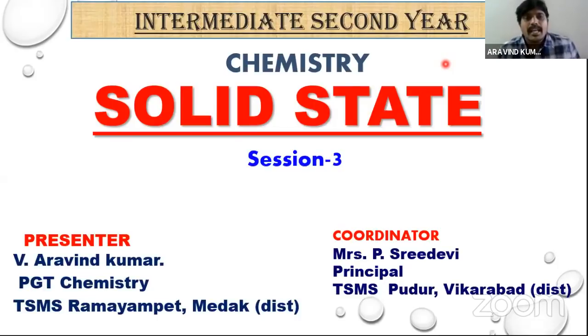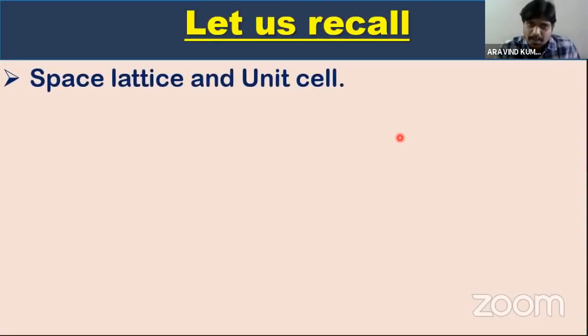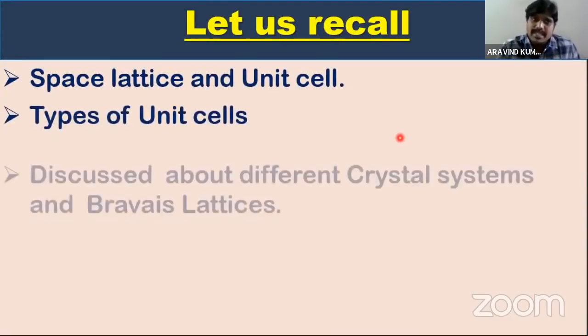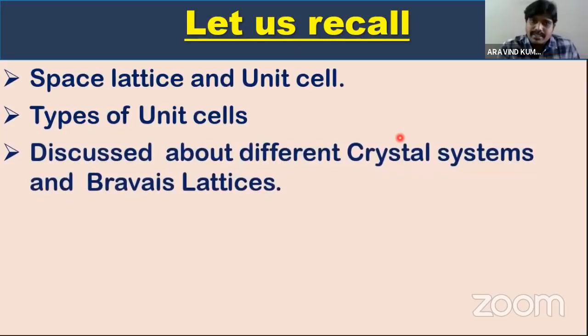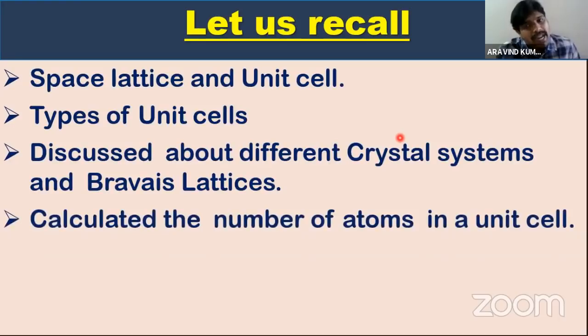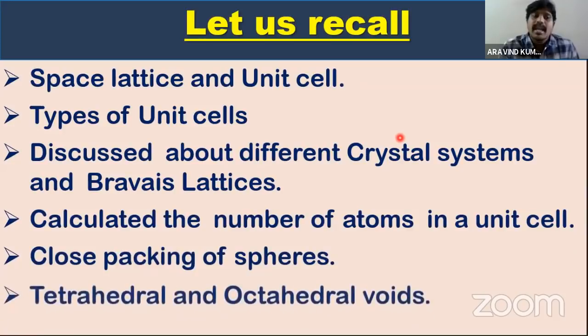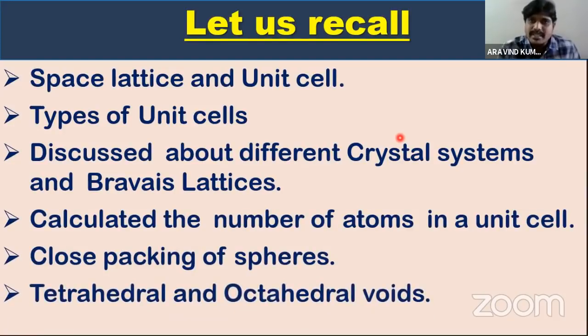Good morning, students. Today, the third session of solid state, we are going to learn. Let me recall what we have studied in the previous classes. The space lattice and unit cell, types of unit cells. We have discussed different crystal structures and Bravais lattices. We have calculated the number of atoms in a unit cell. Close packing of spheres we have discussed. And finally, the most important one, tetrahedral and octahedral voids we have studied.